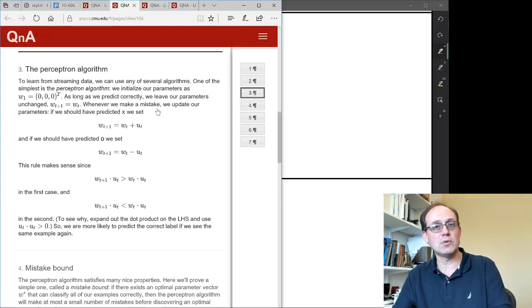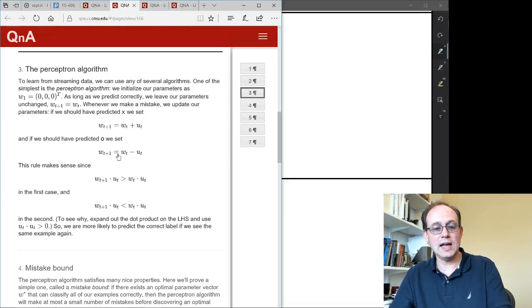And the way we update our parameters depends on whether we made a false positive mistake or a false negative mistake. So if we should have predicted positive, but we actually predicted negative, that's a false negative, what we're going to do is add the training example U_t to our parameter vector W. And the other way around, if we should have predicted negative, so we made a false positive, we're going to subtract the example from our parameter vector to get our updated parameter vector.